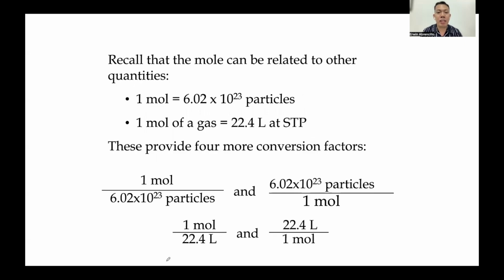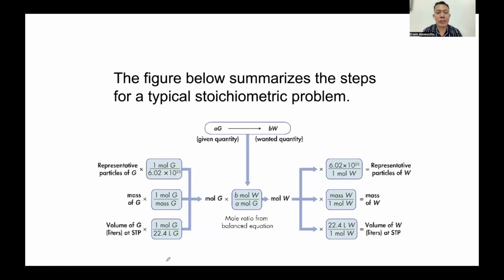So recall the mole can be related to other quantities. So 1 mole is 6.02 times 10 to the 23rd particles, or 1 mole of a gas is equivalent to 22.4 liters at STP. STP means standard temperature and pressure. So this provides 4 more conversion factors: 1 mole over 6.02 times 10 to the 23rd particles and 6.02 times 10 to the 23rd particles over 1 mole, or 1 mole over 22.4 liters and 22.4 liters over 1 mole. So this is the summary of the stoichiometry problem.